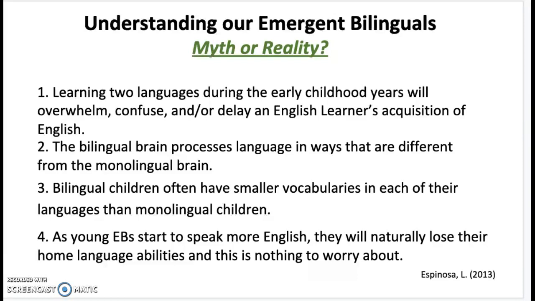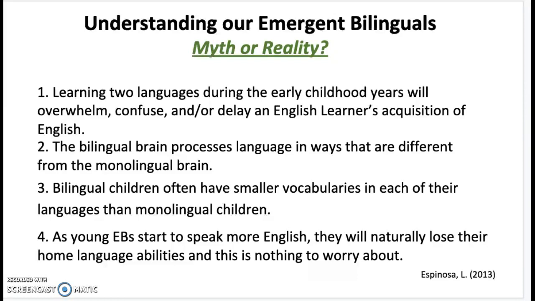So take a minute and make your selection. Is it a myth or a reality? Hold up your card. You can look around the room, and if you answered that this was a myth, you are correct. Infants have the innate ability to learn 2 languages from birth.